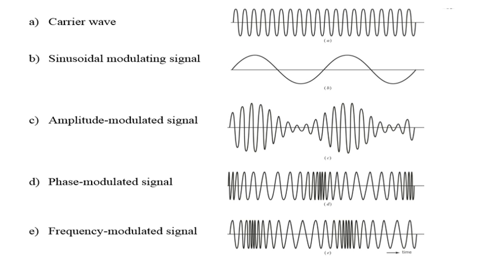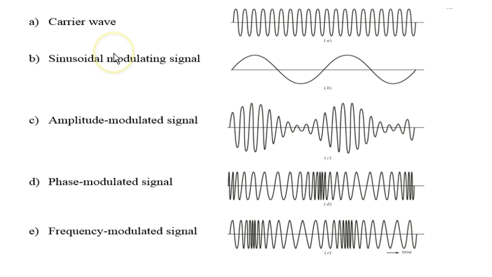This picture here shows the various waveforms. We notice here a carrier waveform, and a sinusoidal modulating signal. You can notice here that this carrier waveform has a high frequency, while the modulating signal is a relatively low frequency signal. And this waveform corresponds to amplitude modulated systems.